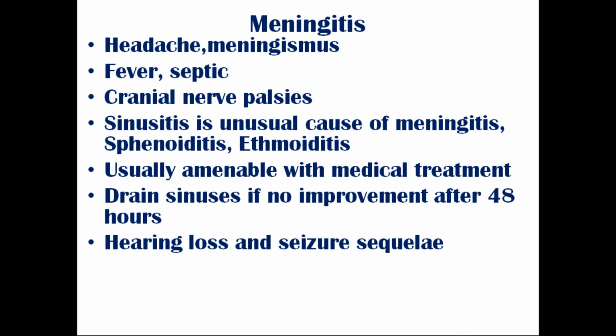Coming to the meningitis, more common symptoms are headache, meningismus. Meningismus is nothing but irritation of the meninges, and there can be fever, septic symptoms, and there can be cranial nerve palsies. The cranial nerves most commonly in close proximity to the sinuses are the optic nerve, olfactory nerve, fifth cranial nerve, fourth cranial nerve, and also the third and sixth. 3, 4, 6, and 5, you can see they pass through the cavernous sinus. And so whenever there is a cavernous sinus involvement, there can be involvement of cranial nerves.